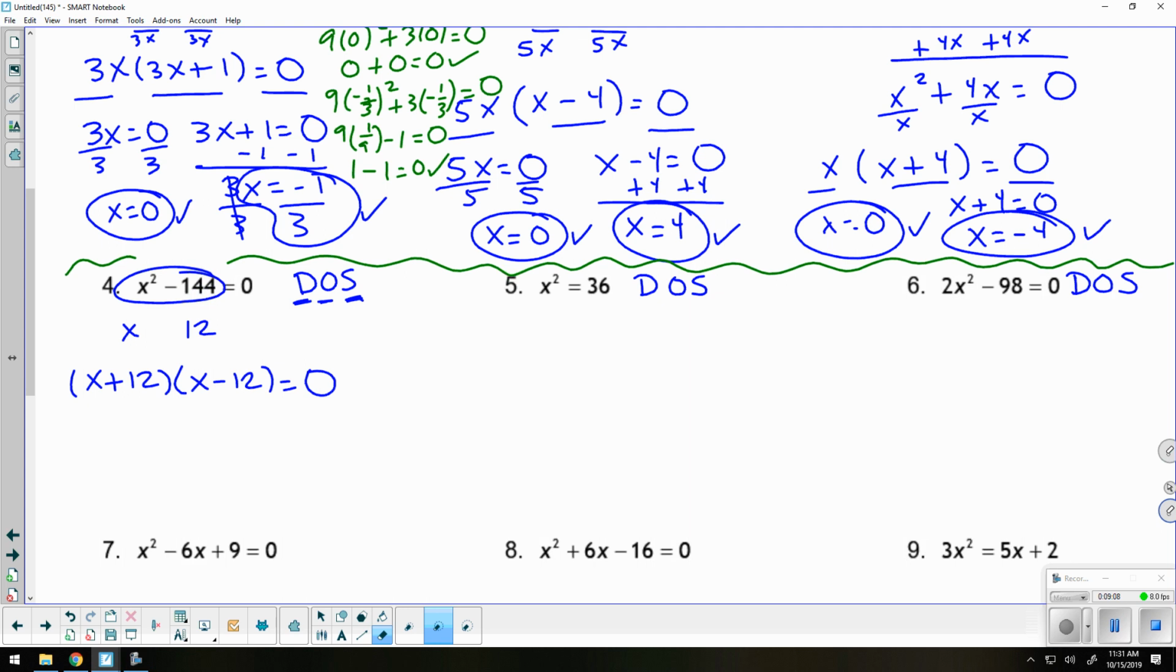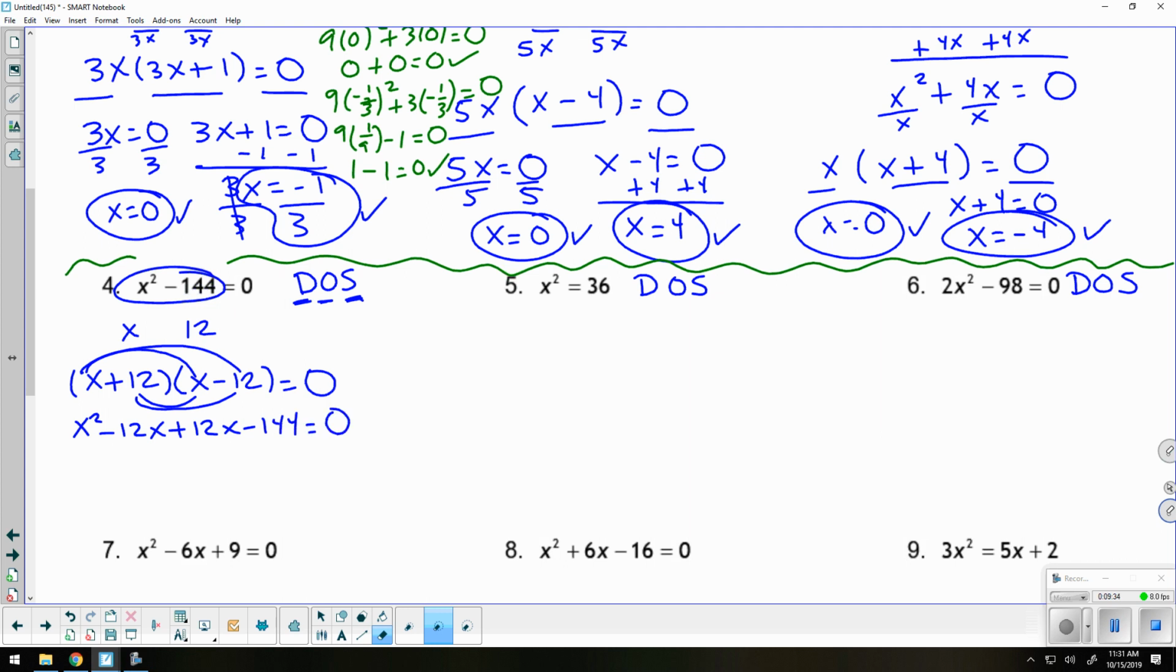So let me just show you that. You don't have to do this on your papers, but just watch me for a second. If I remultiply these back together again, I should get x squared minus 144. So if I multiply x times x, that's x squared. X times negative 12 is negative 12x. 12 times x is positive 12x. 12 times negative 12 is negative 144.